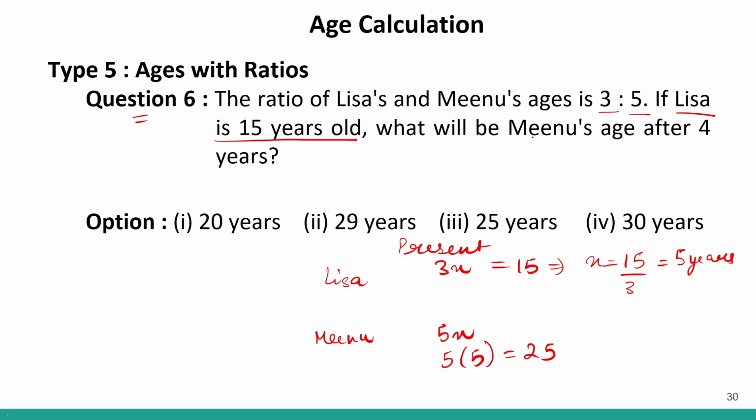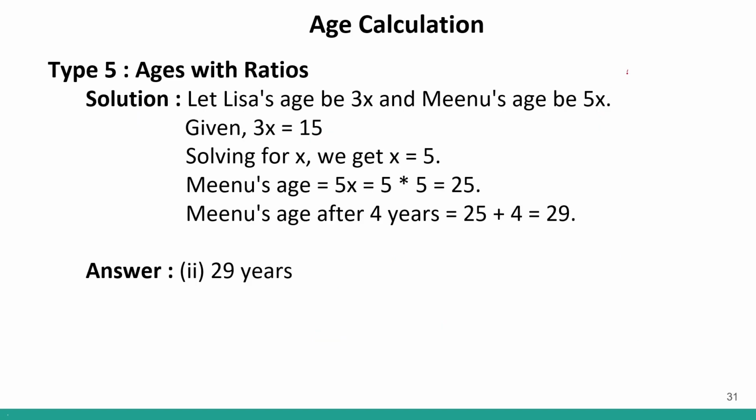Now according to the question, we have to find Meenu's age after 4 years. So after 4 years means plus 4. So 25 plus 4 will give me 29 years. So Meenu's age after 4 years will be 29 years, which is given in option number 2. So option number 2 will be your correct answer to this question. Clear? This is the solution.